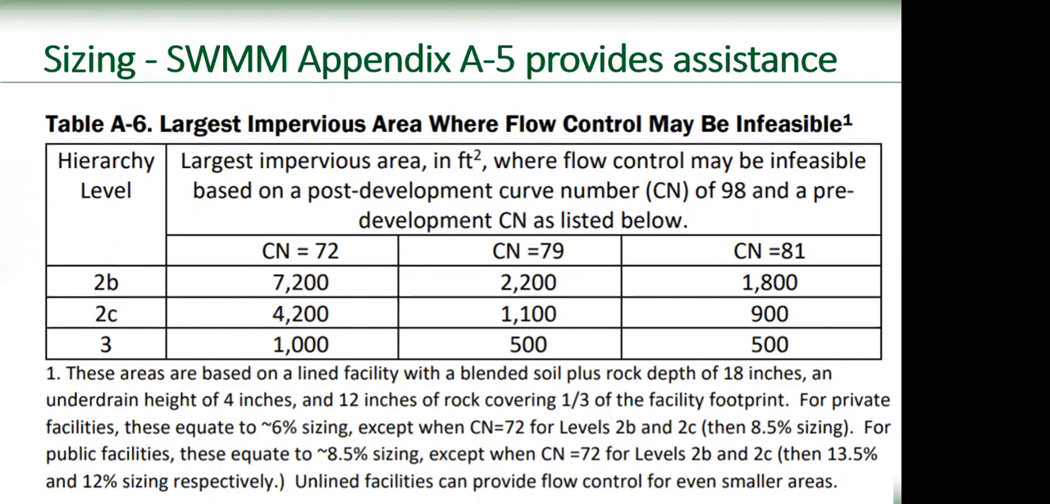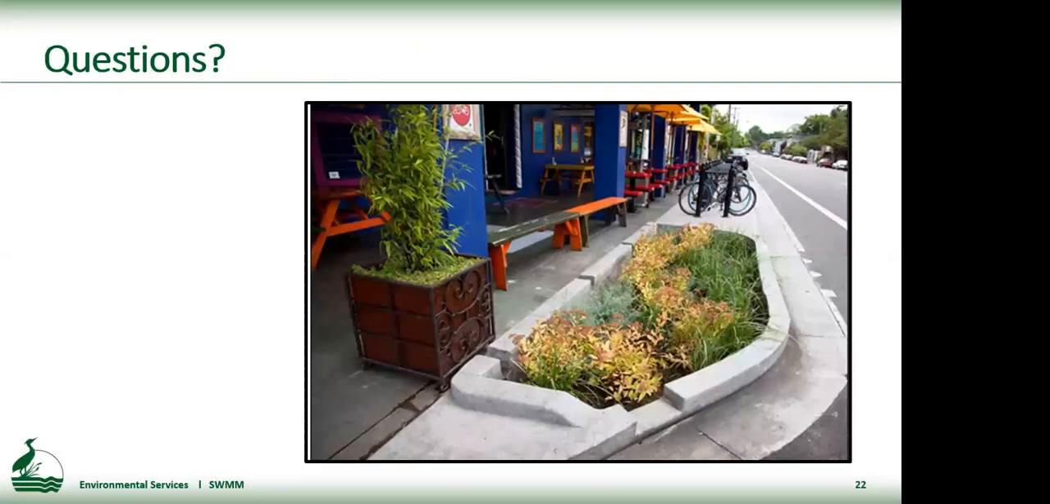The more infiltration you have, the larger your area can be and still provide flow control, or the smaller your area can be and still provide flow control. So infiltration helps with your flow control. You can have a smaller facility or a smaller catchment area and still provide flow control if you have enough infiltration at your site. So I guess that's the main summary. I'm ready for any questions.